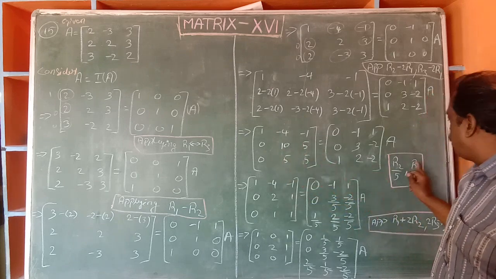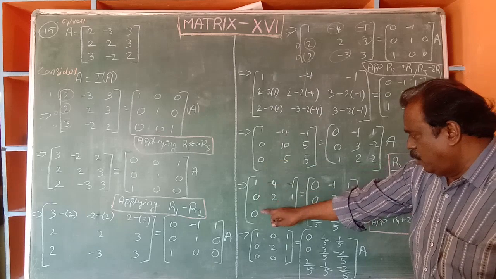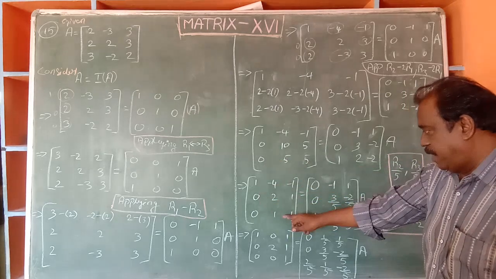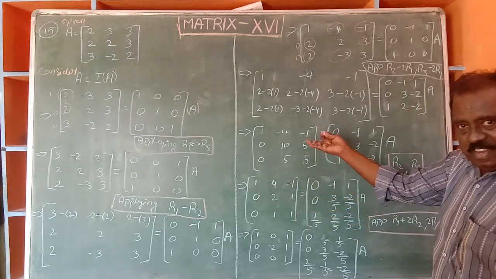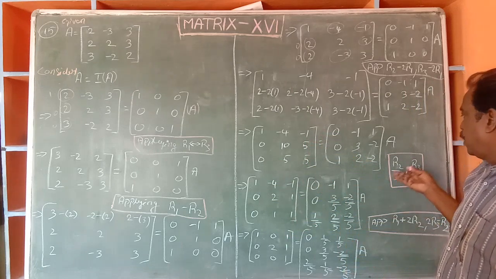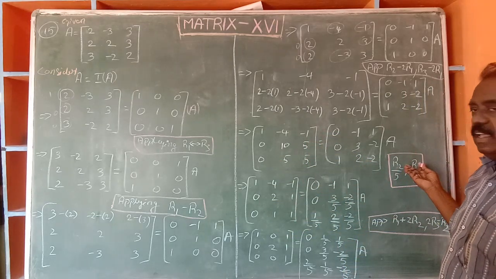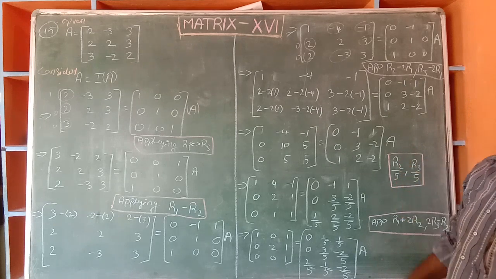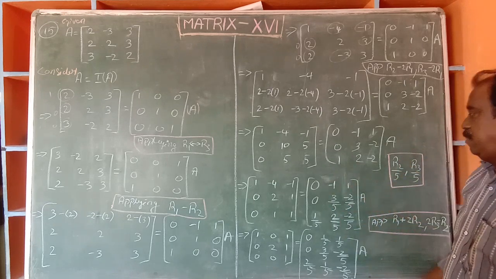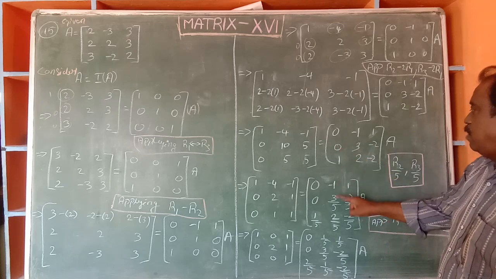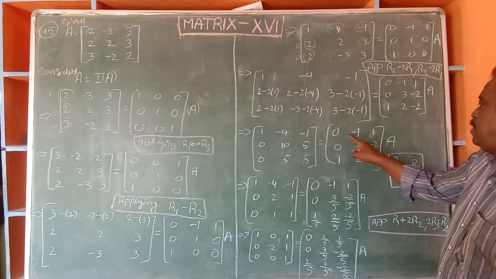R3 divided by 5: 0 by 5 is 0, 5 by 5 is 1, 5 by 5 is 1. Very simply it is reduced. How can we do this? By using the second property of elementary operations. Here also we have to divide by 5. This row is as it is.